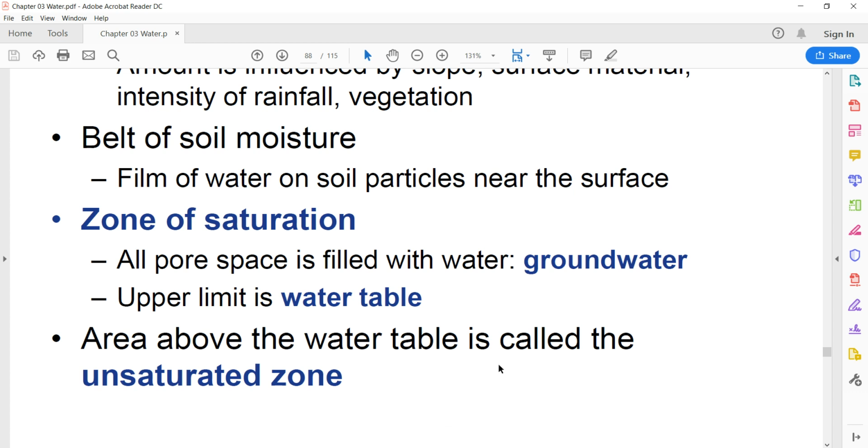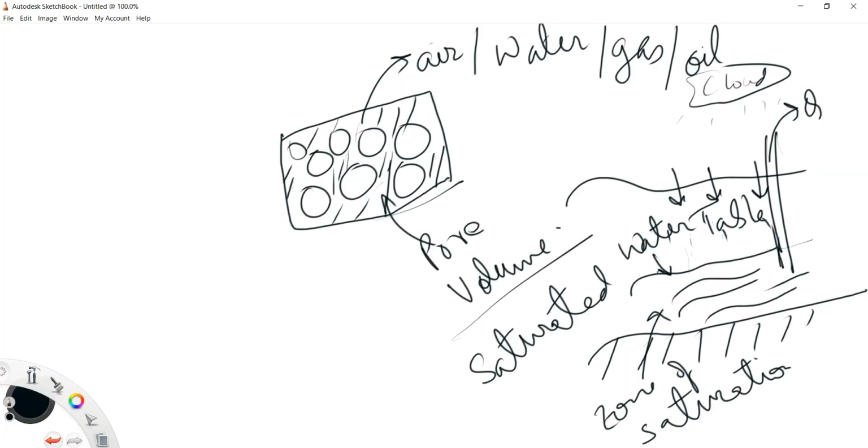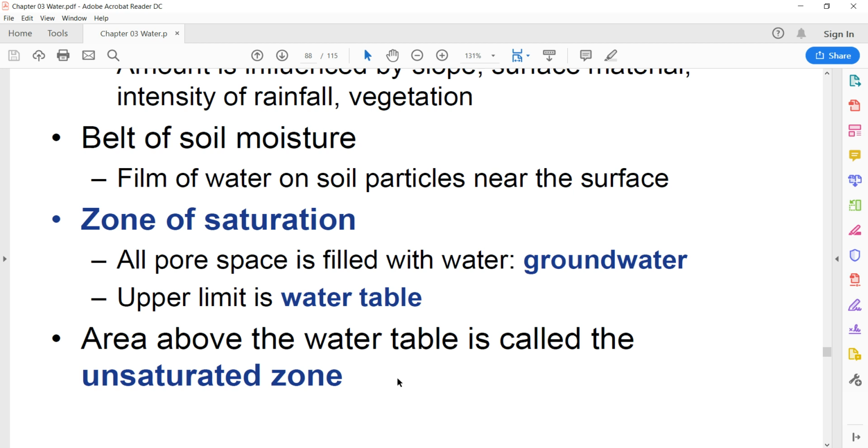The area above the water table is called the unsaturated zone, because this is where the pore space is not 100% filled with water. It has some water, and then it has some part of the pore which is still filled with air or some other mass which is not water. So then we call it the unsaturated zone.